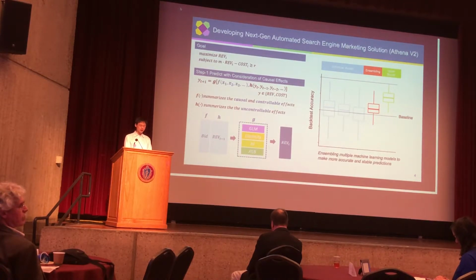On the right-hand side, I'm showing these backtesting accuracy results. Basically, the red one is our ensemble model. You can see it improved and stabilized the accuracy when compared to any of the blue individual models.